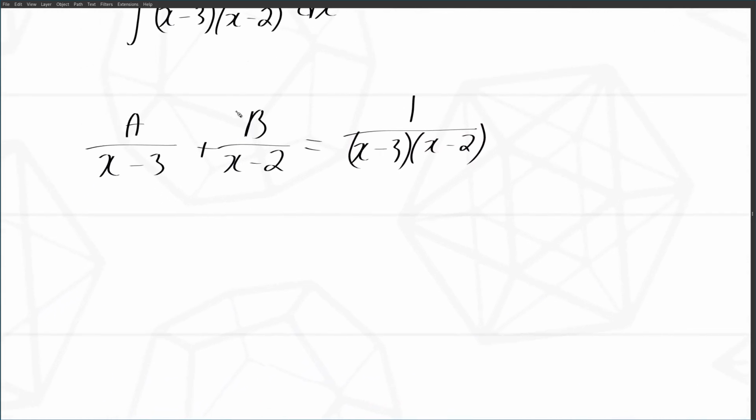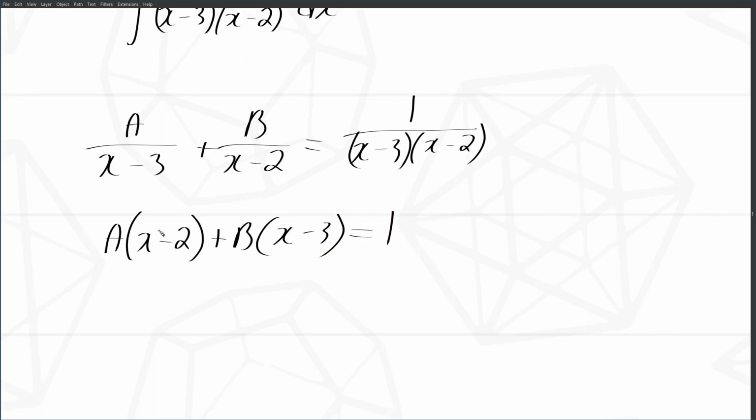All right, doing the same as last time, multiplying by this giant denominator, we're going to get that a times x minus 2 plus b times x minus 3 is equal to 1. If we do the same thing as last time with our cases, let's try x equals 2. We're going to get that negative b is equal to 1, implying that b is equal to negative 1.